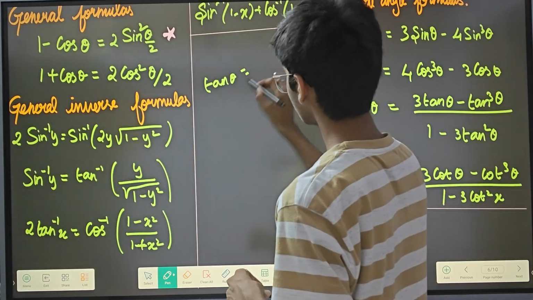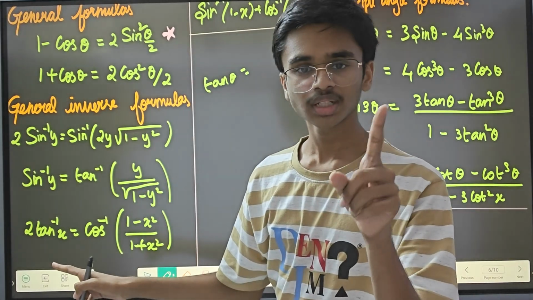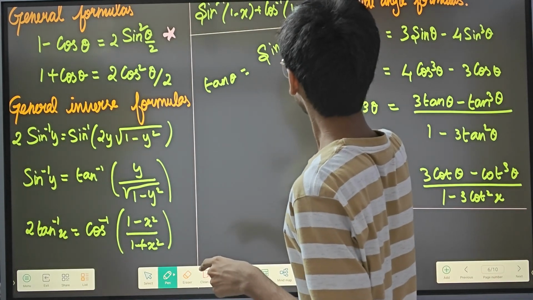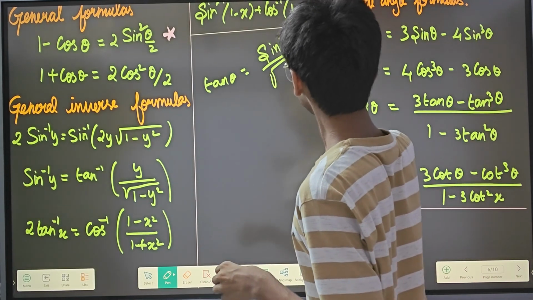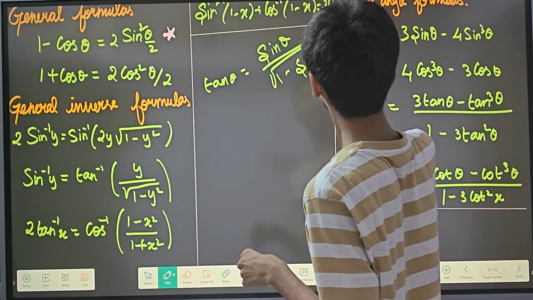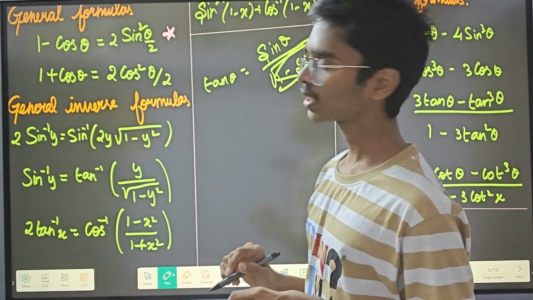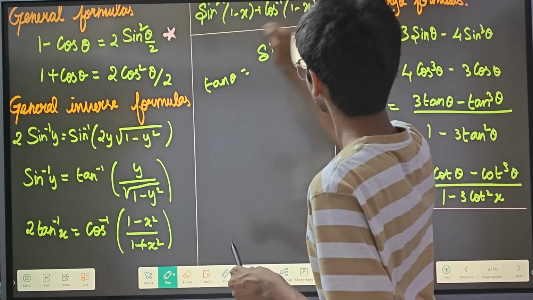So tan theta is equal to, in place of y, just now we know that it is sine theta. So sine theta whole divided by root over 1 minus sine square theta, which is cos theta. Root over 1 minus sine square theta is equal to cos theta, right?